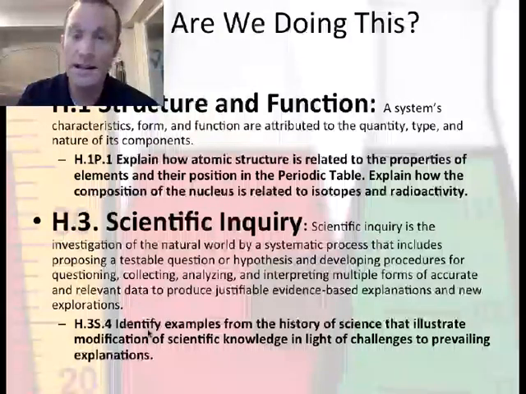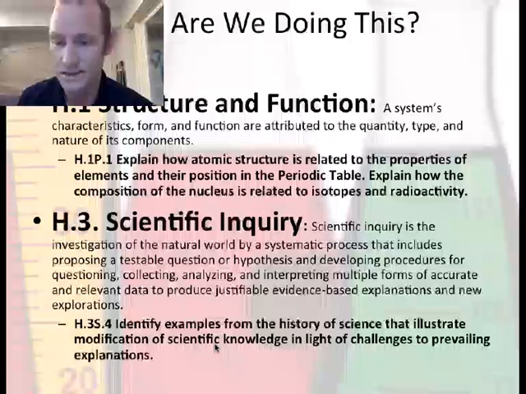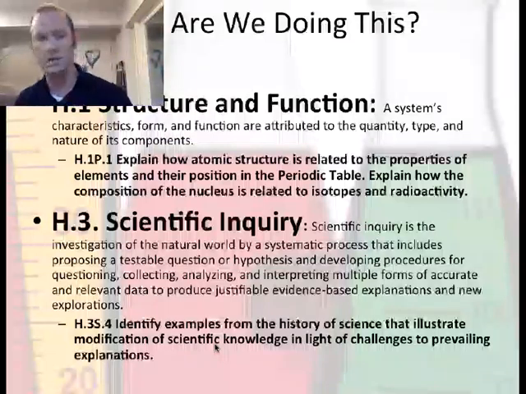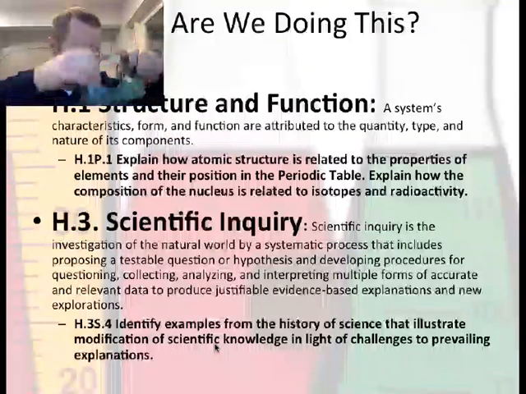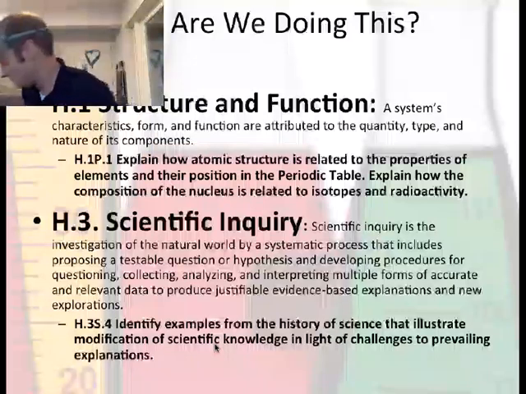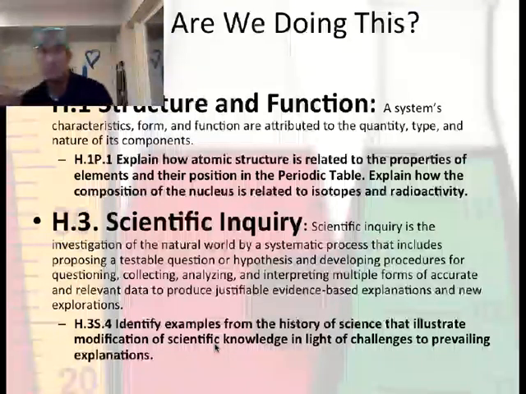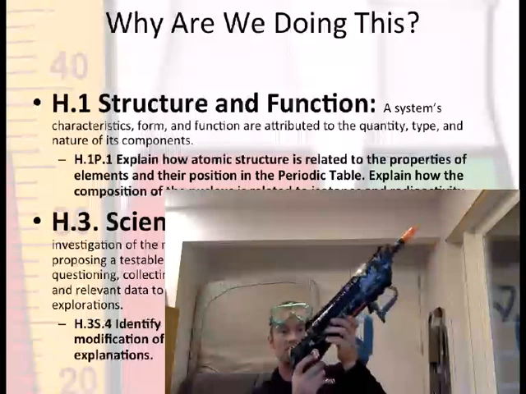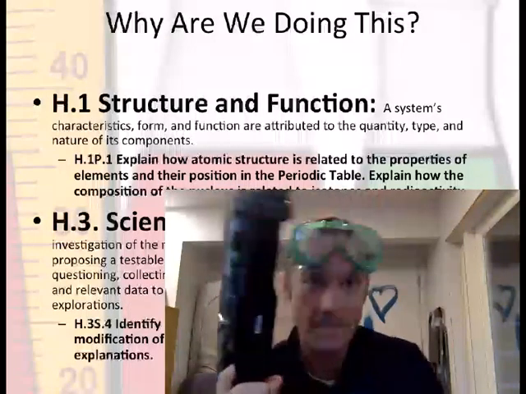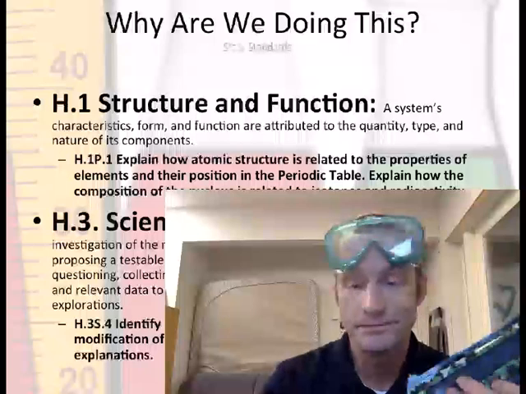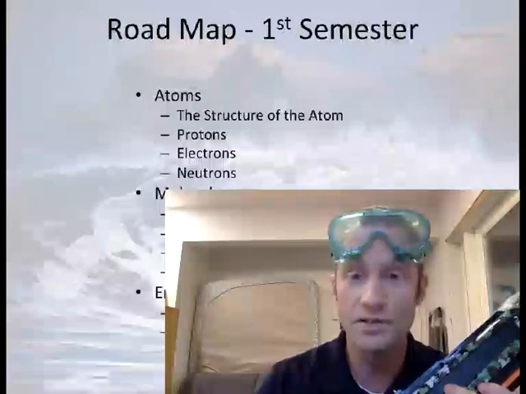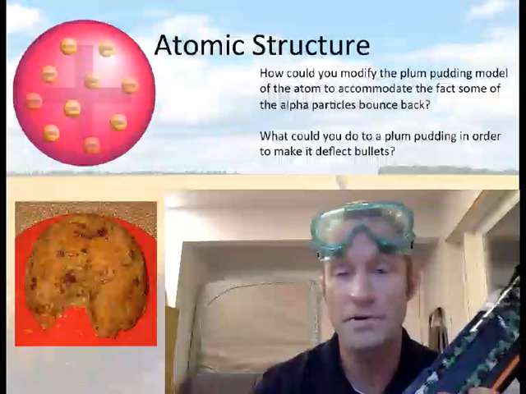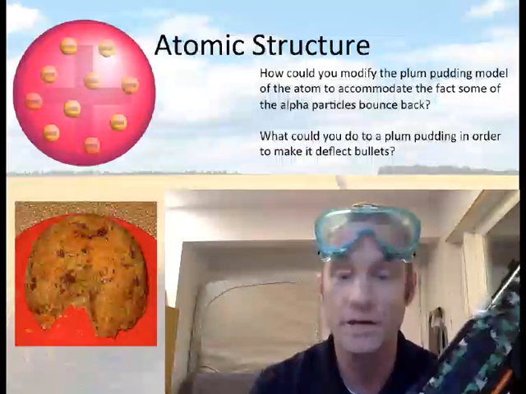And then we're also going to look now at an example from history, the history of science, that illustrates the modification of scientific knowledge in light of challenges to prevailing explanations. And we're going to do that with a firearm. This is a bug assault rifle. We're going to consider now using this bug assault rifle as my alpha ray shooter gun, whatever.